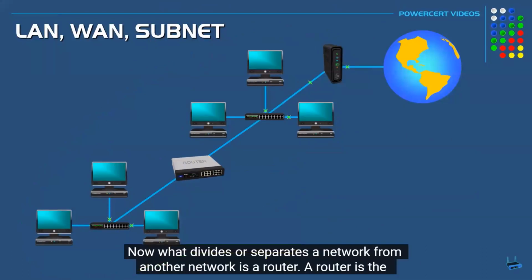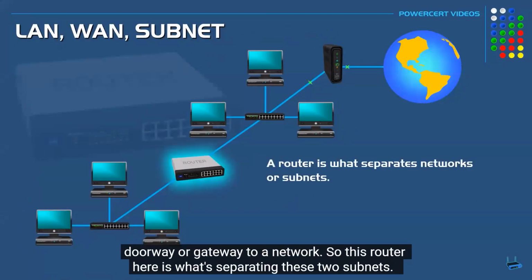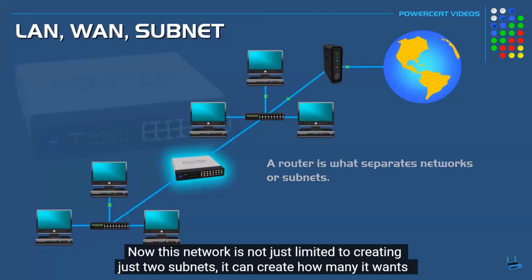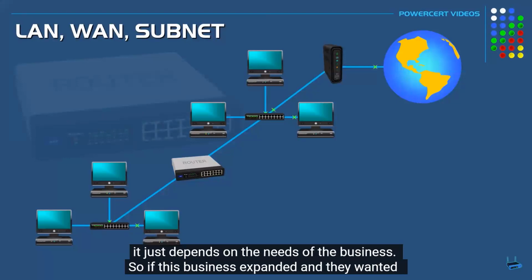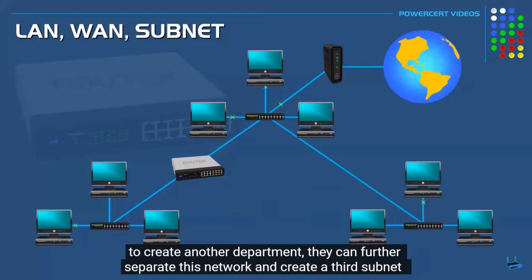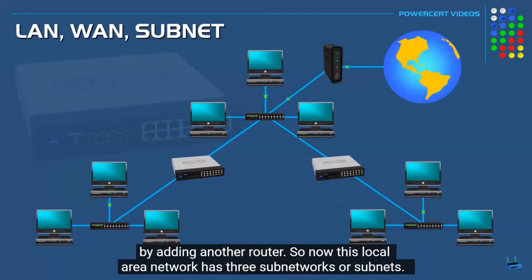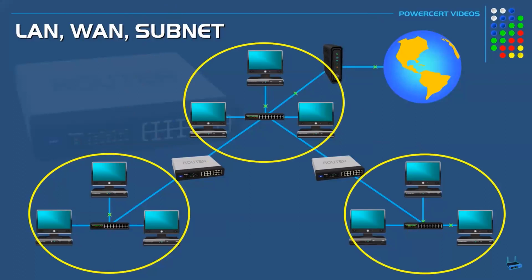Now what divides or separates a network from another network is a router. A router is the doorway or gateway to a network. So this router here is what's separating these two subnets. Now this network is not limited to creating just two subnets. It can create as many as it wants. It just depends on the needs of the business. So if this business expanded and wanted to create another department, they can further separate this network and create a third subnet by adding another router. So now this local area network has three subnetworks or subnets.